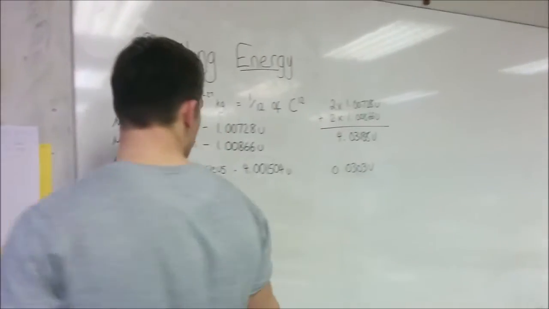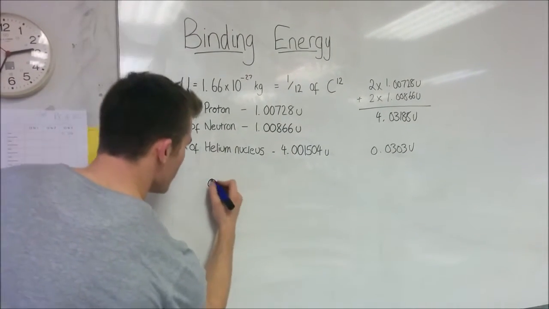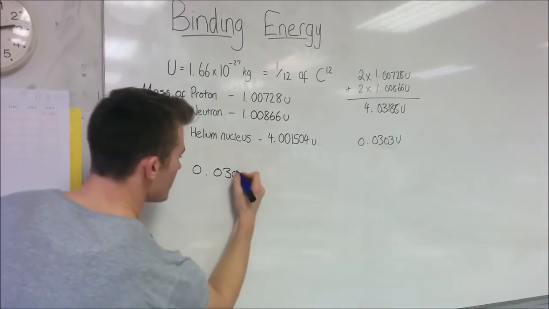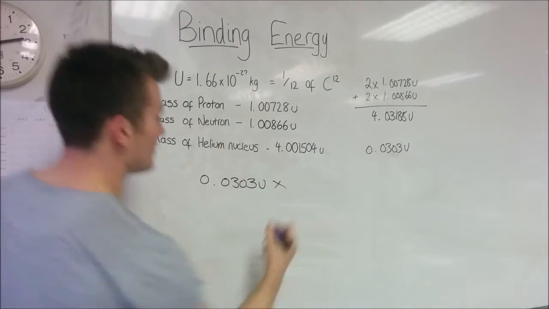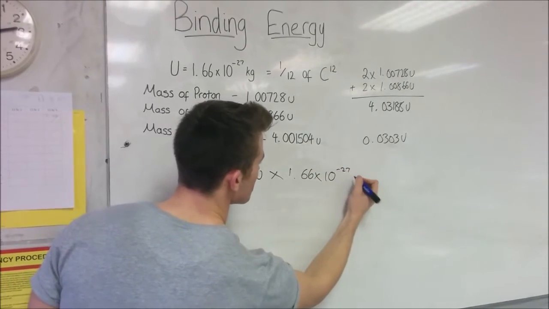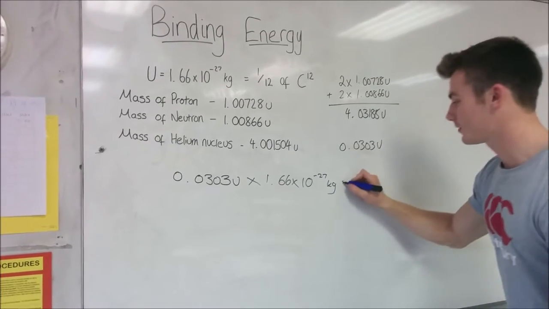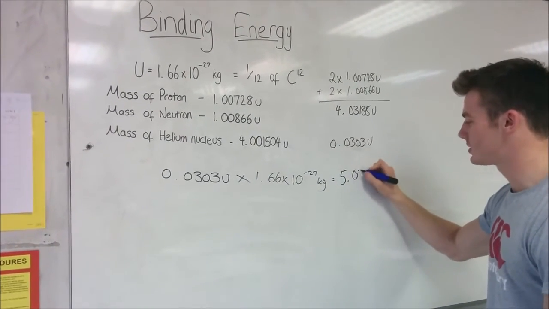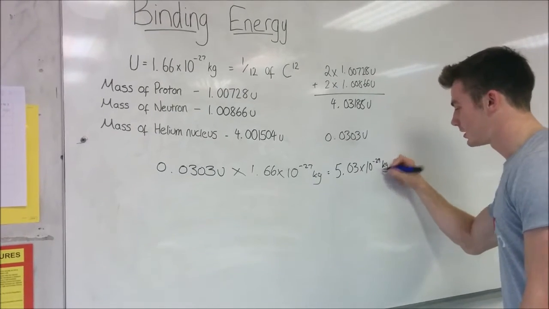From then on, we need to convert this into kilograms. So that's 0.0303 U multiplied by the atomic mass unit, 1.66 times 10 to the minus 27 kilograms. And when we do that, we get 5.03 times 10 to the minus 29 kilograms.